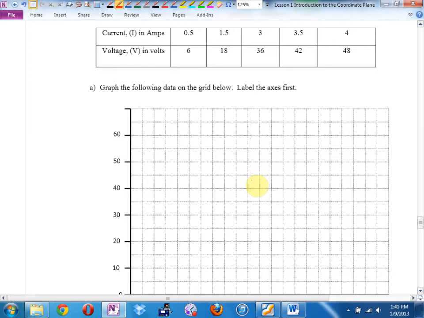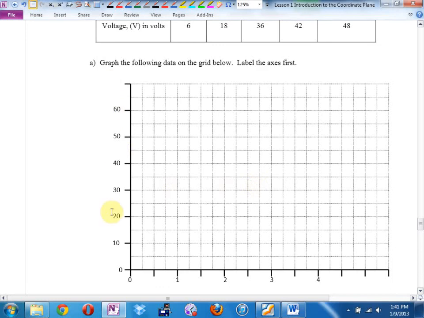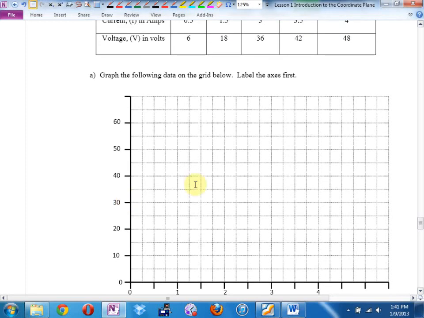Label the axes first. Which of these is going to go on the y-axis, do you think? Voltage or current? And how can you figure out? Why current? Numbers are smaller, so you think those should go on the y-axis? Huh? Why voltage? I'm looking, there's a 48, this goes up to 60. I think they want me to put voltage on the y-axis here. Voltage is going to be the dependent variable.